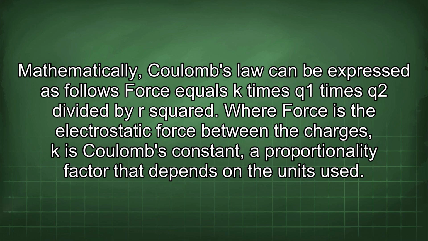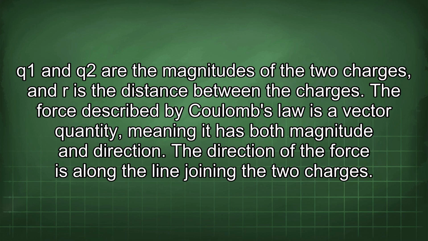R squared. Where force is the electrostatic force between the charges, K is Coulomb's constant, a proportionality factor that depends on the units used. Q1 and Q2 are the magnitudes of the two charges, and R is the distance between the charges. The force described by Coulomb's law is a vector quantity, meaning it has both magnitude and direction. The direction of the force is along the line joining the two charges.